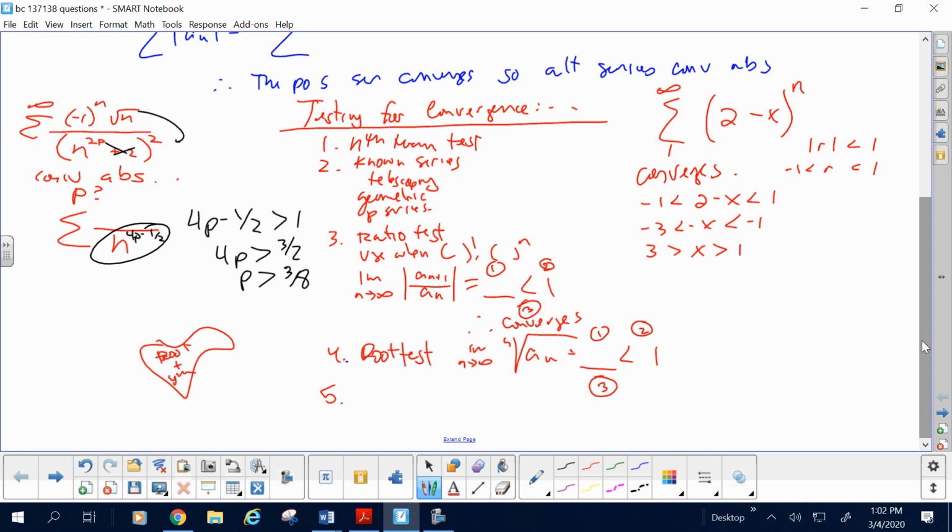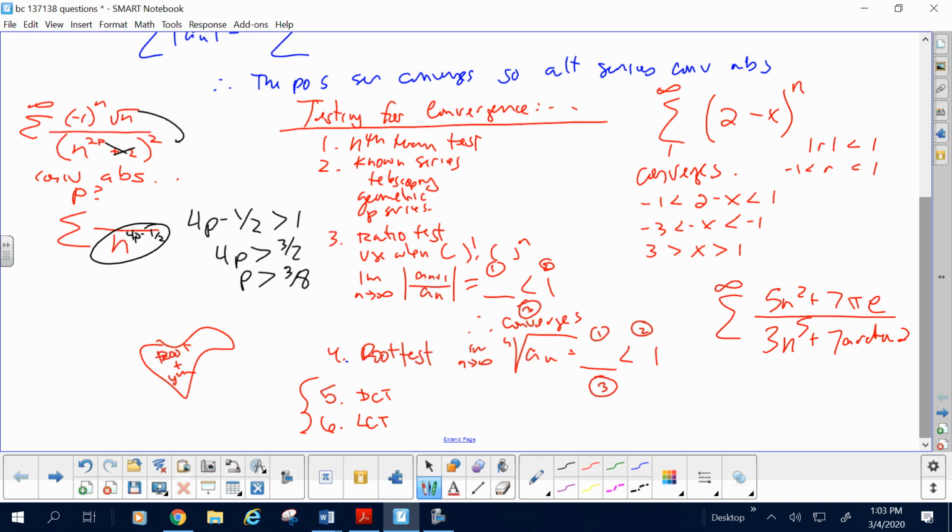What's another test? Direct comparison test. You would say that falls in the family of comparison tests. DCT and LCT are in the same family. You would use them when something's close to a known but uglier. For example, if you had 5n squared plus 7 pi e over 3n to the 5th plus 7 arctangent of whatever. I don't care how ugly it gets. All I care about is the dominant term.